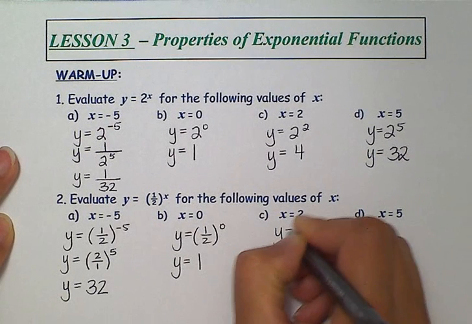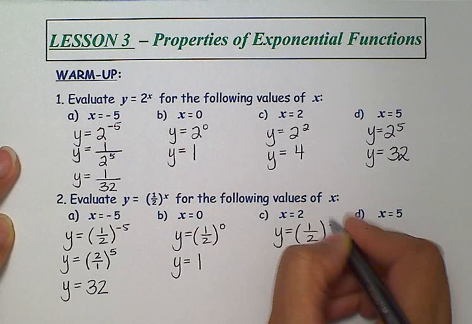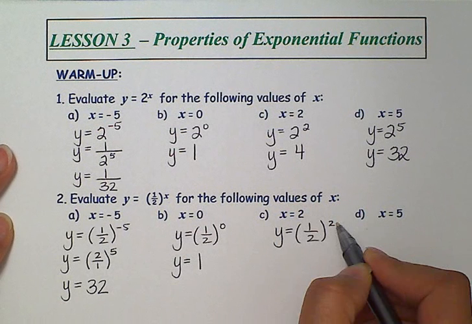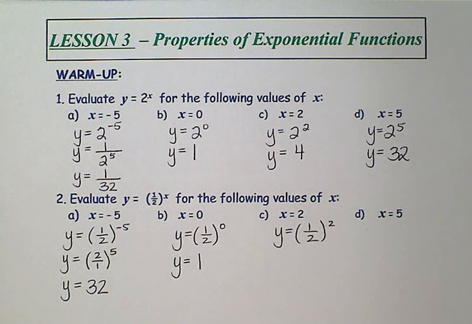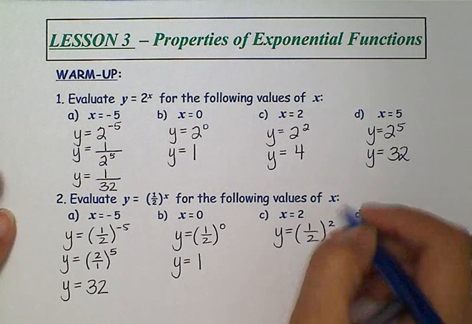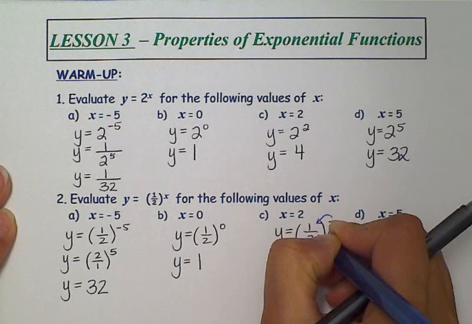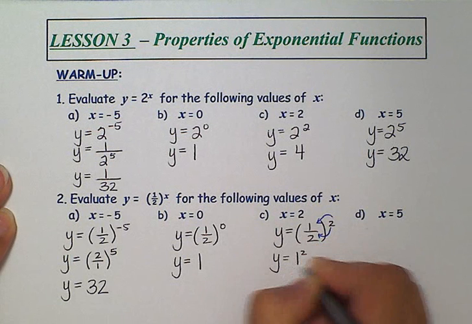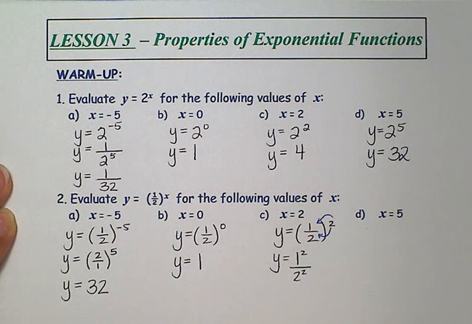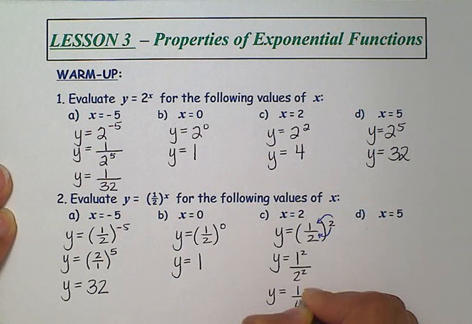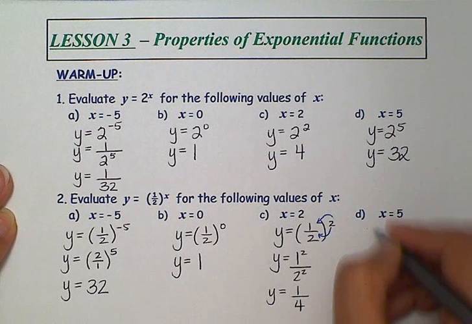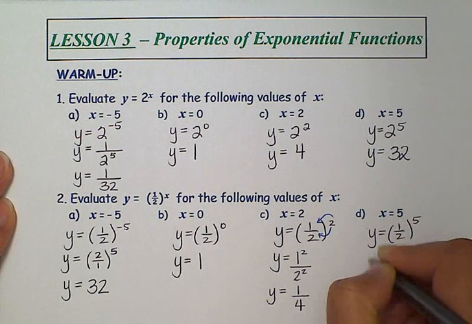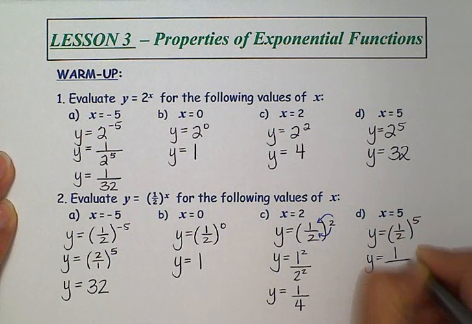y equals 1/2 to the exponent 2. So one of the exponent rules that I remember is that when you have an exponent being applied to a fraction, that exponent gets applied to the numerator and the denominator. So this 2 is actually being applied to the 1 and the 2 at the top and bottom. So another way of writing this is y equals 1 squared over 2 squared, which gives me y equals 1 over 4. Okay, let's do the last one. 1/2 to the exponent 5. And again, 1 to the exponent 5 is 1. 2 to the exponent 5 is 32.